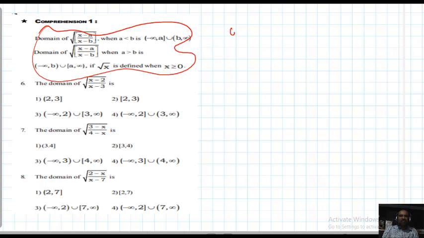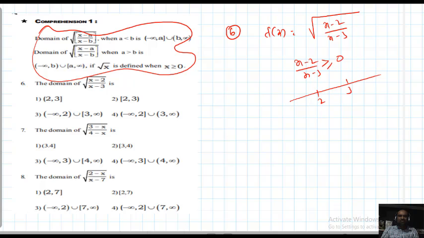So the sixth problem, I want to find directly. Observe here, f of x is given as root over x minus 2 by x minus 3. What is the meaning of that? x minus 2 by x minus 3 should be greater than or equal to 0.